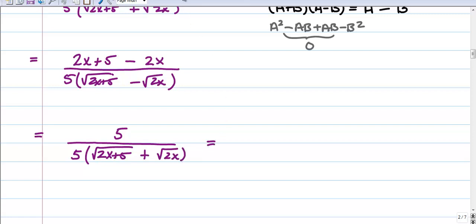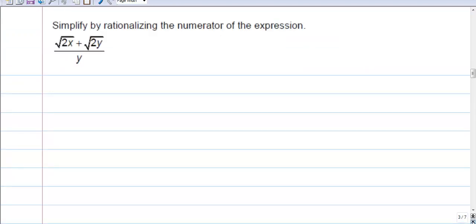And so when I divide out that 5 in the denominator, it's going to be a 1 on top. So I end up with 1 divided by the square root of 2x plus 5 plus the square root of 2x. And so that's how I would accomplish rationalizing the numerator in a problem like this. I think the next one I'm going to do is similar to this. I think it's just in the denominator. Nope, it's numerator again. Yeah. So on this one, it's the same strategy.